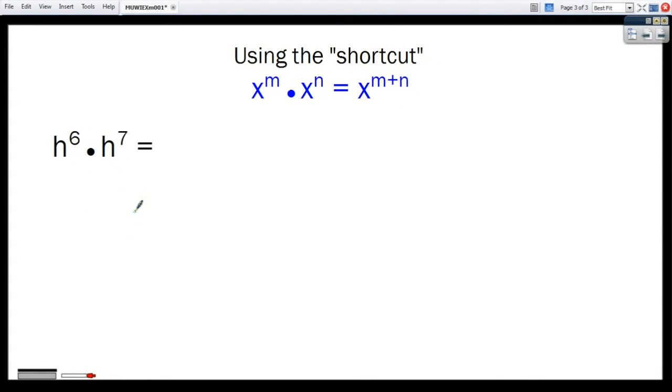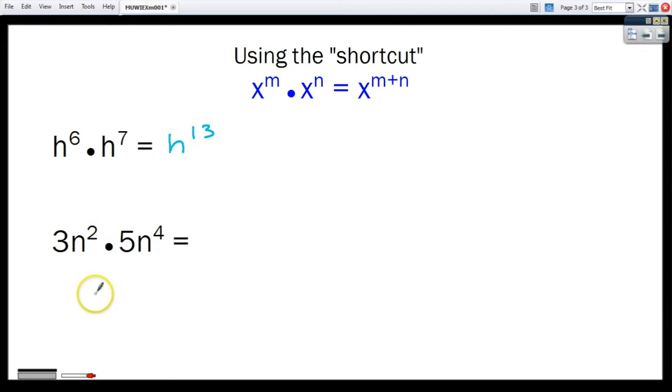Here's our first problem. H to the sixth power times h to the seventh. Now, if we were to do it the long way, we'd have to write out h times itself 6 times, h times itself 7 times, and we'd eventually find out it was 13. But why not just use that shortcut and jump straight to the answer? H to the 6th times h to the 7th. We add the exponents. 6 plus 7 is 13, so h to the 13th, and we get our answer without having to go the long way.